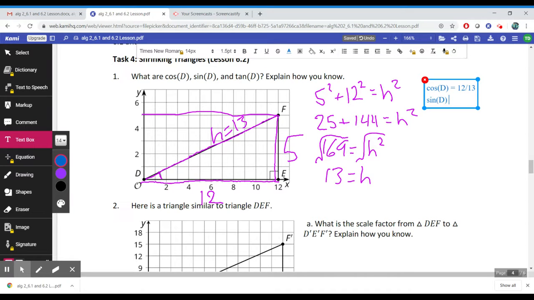Sine of D, now we have to look at the opposite side over the hypotenuse. Our opposite is 5, our hypotenuse is 13, so 5/13 will be our answer. And for tangent, we must look at the opposite side divided by the adjacent, so 5/12 will be our answer.